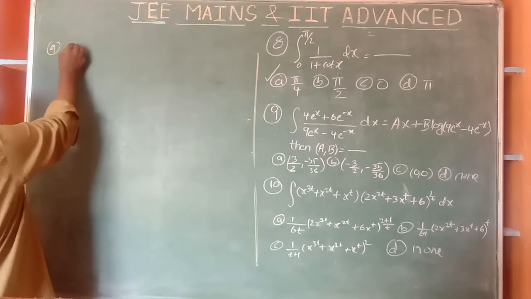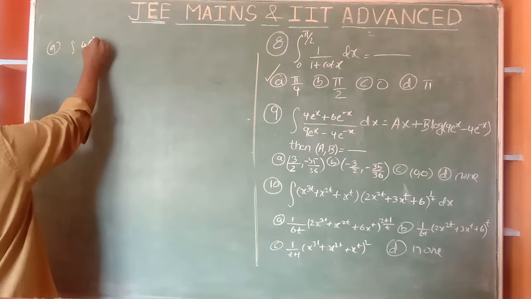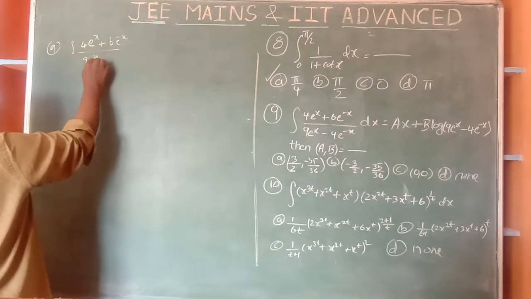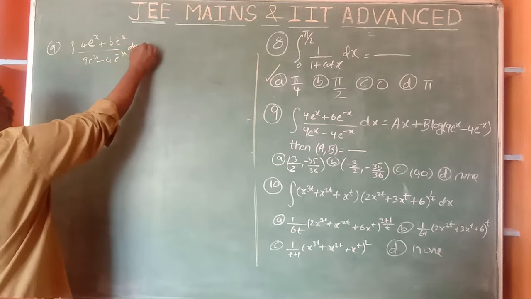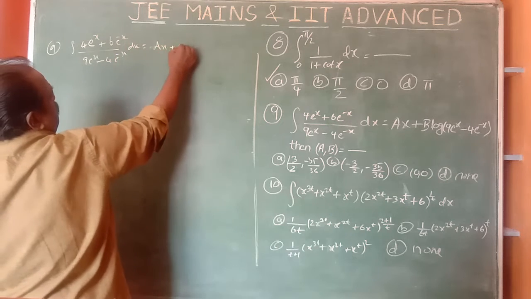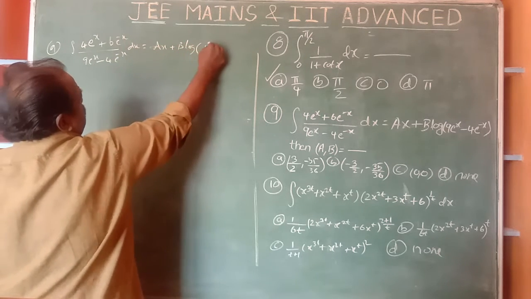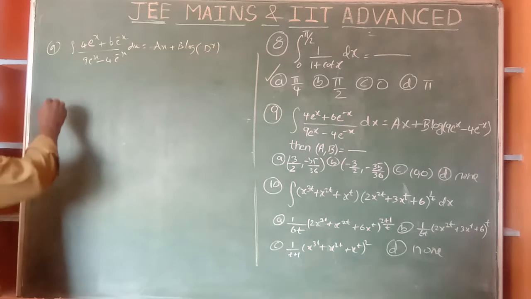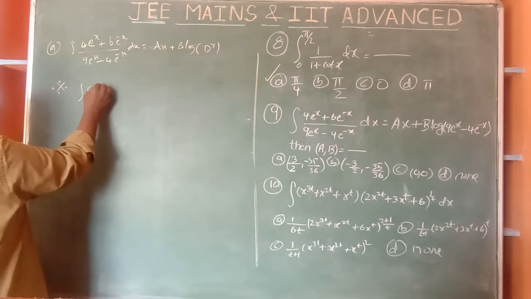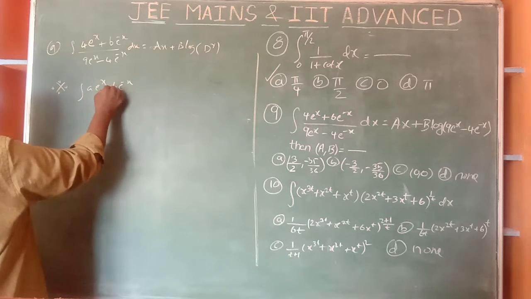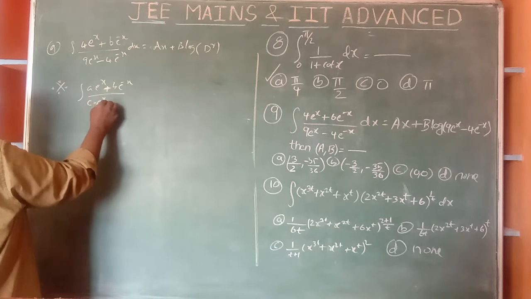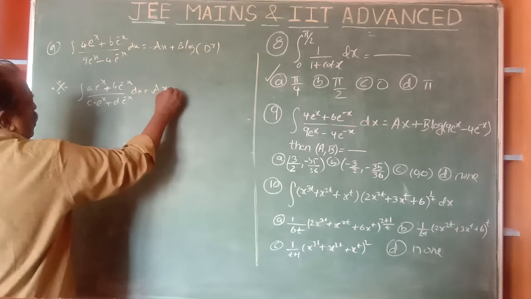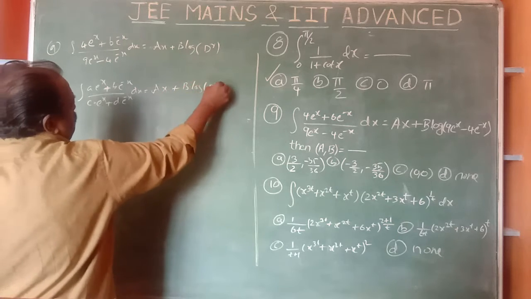Next one is the 9th one. It is integral 4 e power x plus 6 e power minus x by 9 e power x minus 4 e power minus x dx. It is Ax plus B log of the denominator, same denominator is given. But A and B values were asked here. You see, one formula. Here also a formula is there. Integral a e power x plus b e power minus x by c e power x plus d e power minus x dx is Ax plus B log denominator.